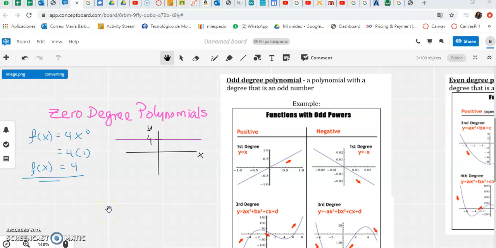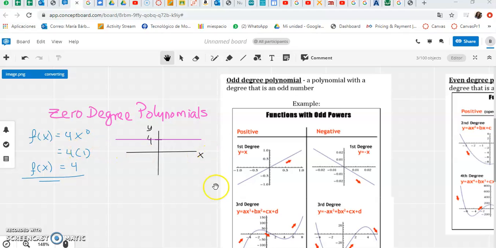Hi, my dear students. This is like an introduction, so you can understand what a polynomial function is, and what the behavior of polynomial functions is. Now, look, the first case, we're going to see that this is a 0-degree polynomial. We have f of x equals 4 times x to the 0. That's why this is a 0-degree, because the power of the x is 0.